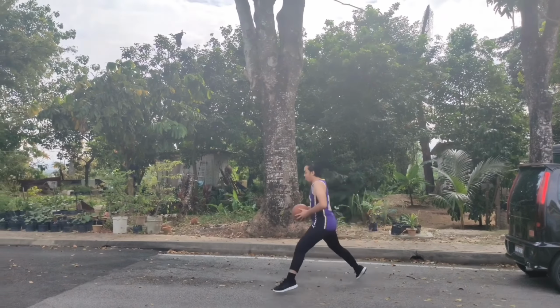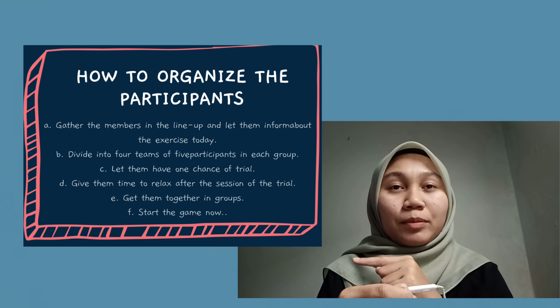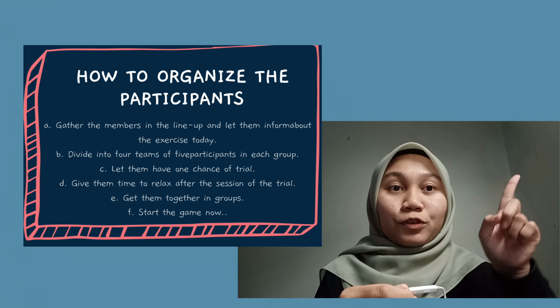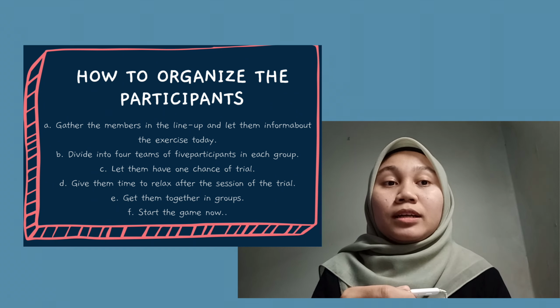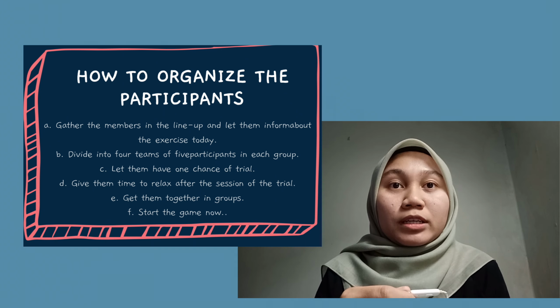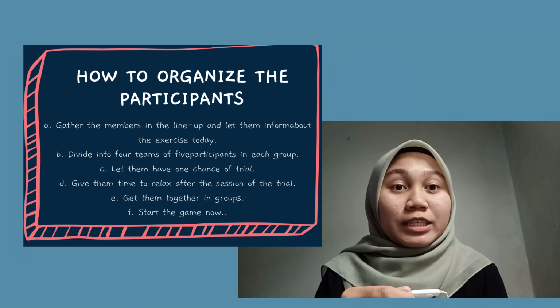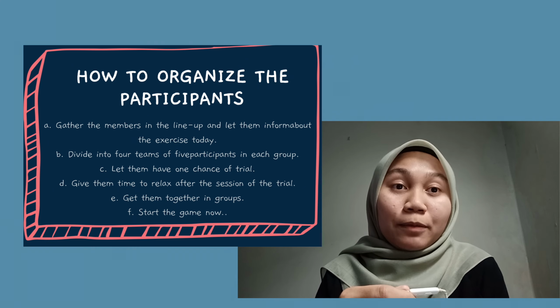Okay, let's continue with my part, which is how to organize the participants. The first one is to gather the members in a lineup and inform them about the exercise today. Second, divide them into 4 teams of 5 participants in each group. Third, let them have one chance of trial. Fourth, give them time to relax after the trial session. And fifth, get them together in groups. The last one, start the game, where we will conduct a mini game for this lesson plan.